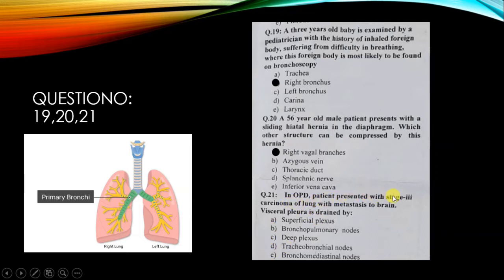In OPD, the patient presents with a stage 3 carcinoma of lung with metastasis to brain. Visceral pleura is drained by the superficial plexus, bronchopulmonary nodes, deep plexus, tracheobronchial nodes, and bronchomediastinal nodes. So all of the lung parenchyma along with the visceral pleura is drained by bronchopulmonary nodes, which will eventually drain into the tracheobronchial nodes and then to the bronchomediastinal nodes.